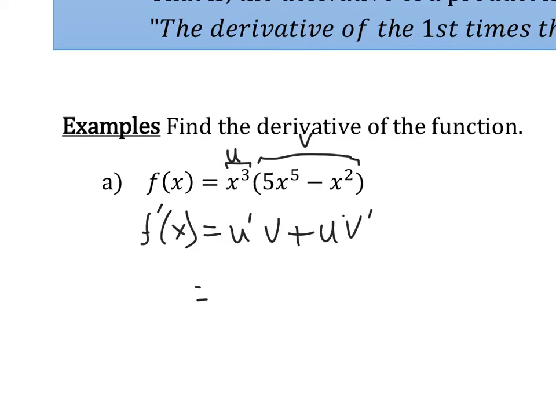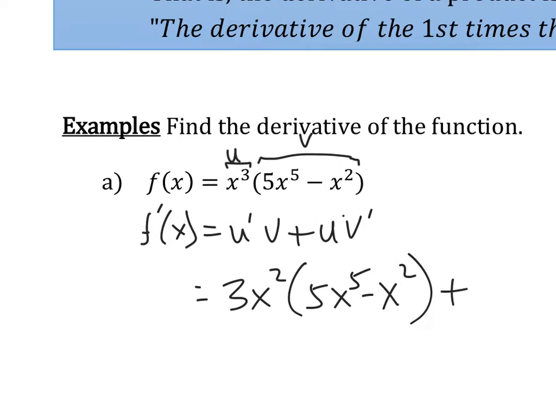So let's take the derivative of the first. Derivative of x cubed, 3x squared, times v, 5x to the fifth minus x squared. Plus, don't stop there, the first, x cubed, times the derivative of the second.